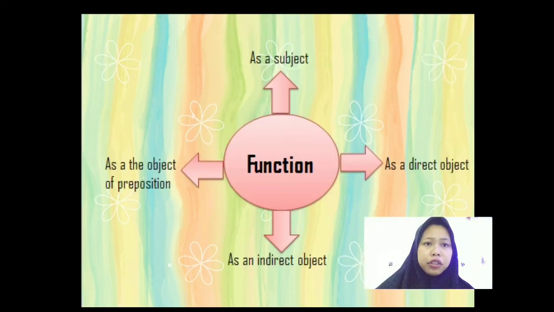Well, we would like to continue about the function of a noun phrase. There are 4 functions of noun phrase. The first as a subject, the second as a direct object, and the third as an indirect object, and the last as the object of preposition. Well, let's discuss one by one.